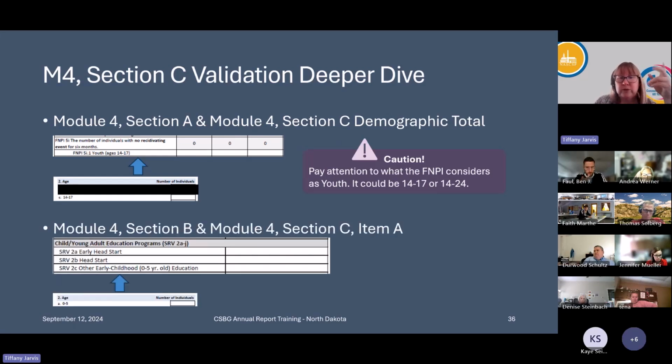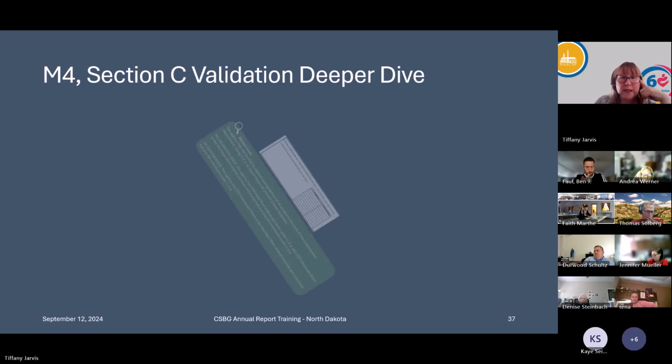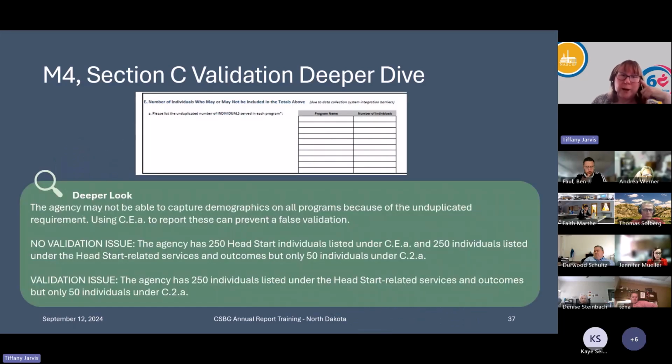Just another example, we talked about the Head Start one here. And here's an example where I was talking about the individuals who may not be in the above. And I'm looking at E, not F, because this is individuals, and all of the demographics, all of the FNPIs and all of the services, it's an unduplicated individual count. So I'm not paying attention to what's under F because that's household count, but I'm looking at E here. So just a quick example, you may get a validation error or you may not, it just depends.